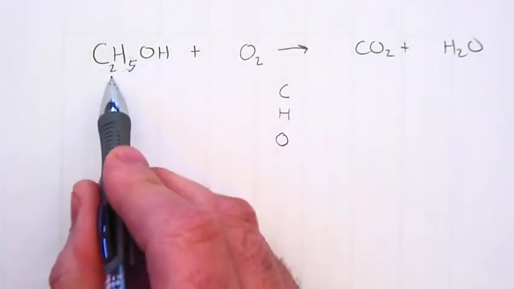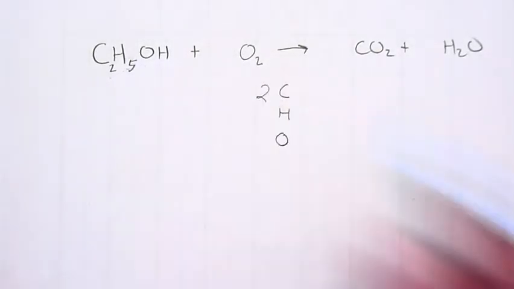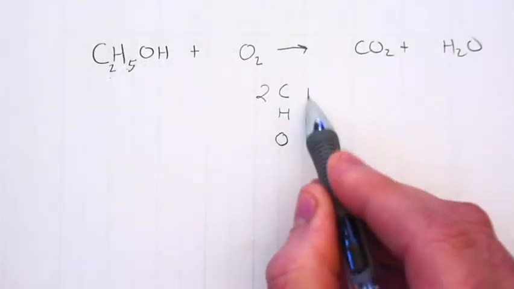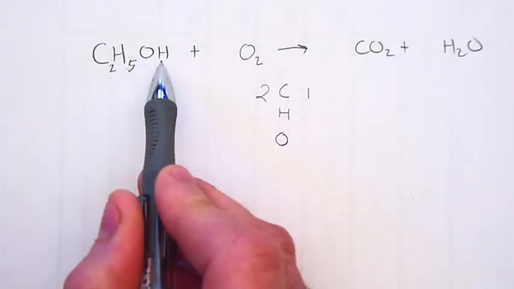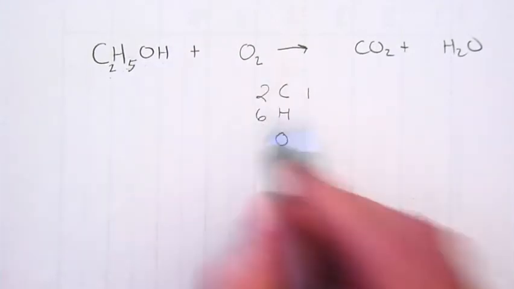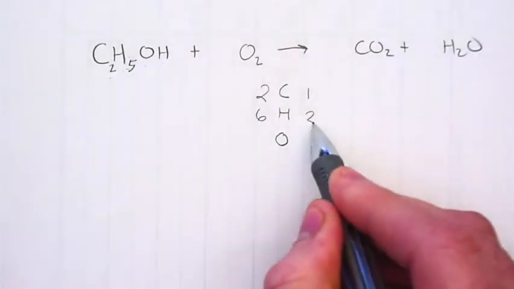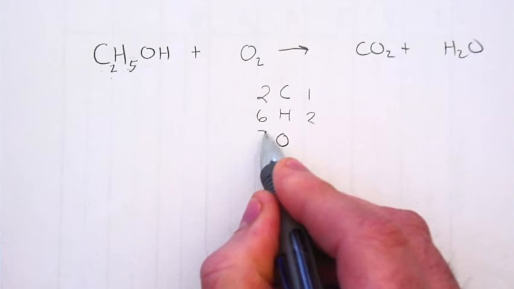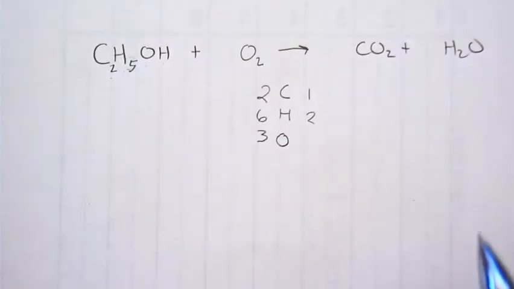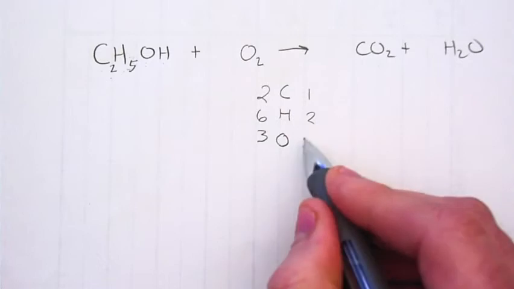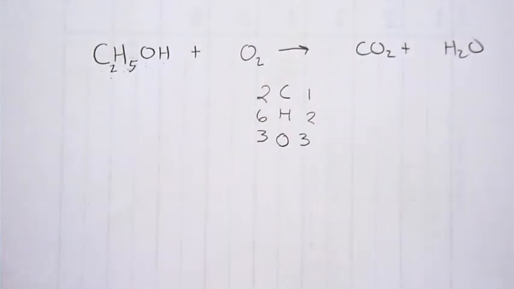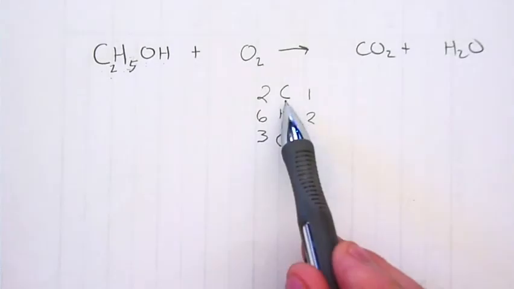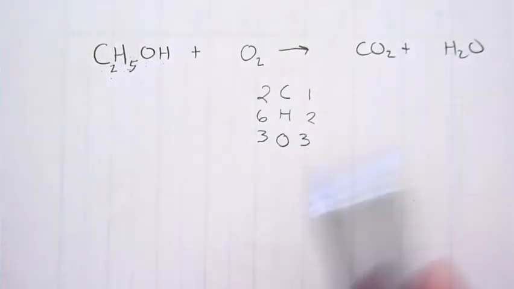On the left, we have 1, 2 carbons. On the right, we only have 1. On the left, we have 5, 6 hydrogens. On the right, we have 2. On the left, we have 1 plus 2 oxygens for 3. And on the right, we have 3 oxygens as well. Now, using only coefficients, we try to balance each element starting at the top and working our way down.